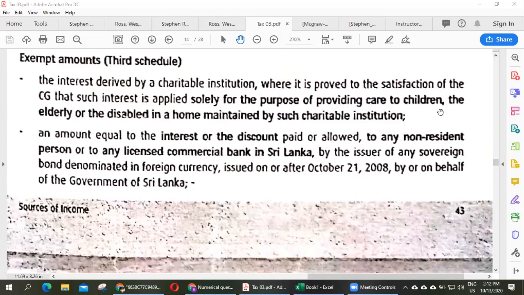So there are some exemptions. Say we can find there are some institutions providing institutional care. We call it a charitable institution. So, orphanage, say orphanage.